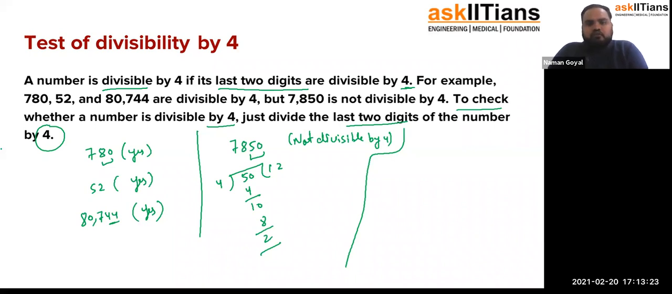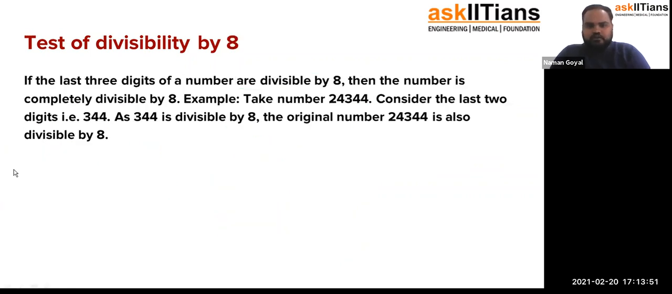And for 7, we have to remove the last digit and double it, and the double we got, we have to subtract from the new number. If that result is divisible by 7, then we can say the original number is also divisible by 7. And for 4, we have to check the last two digits only. If the last two digits are divisible by 4, then the complete number is divisible by 4. Got it? Okay, very nice.